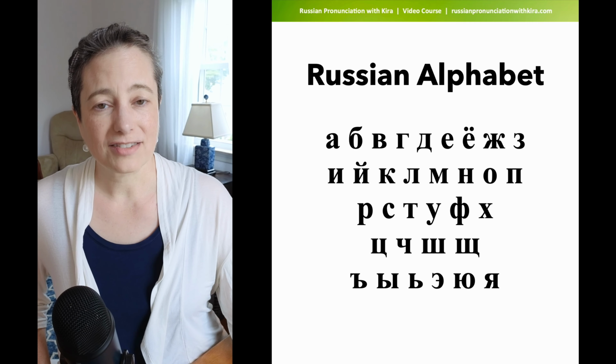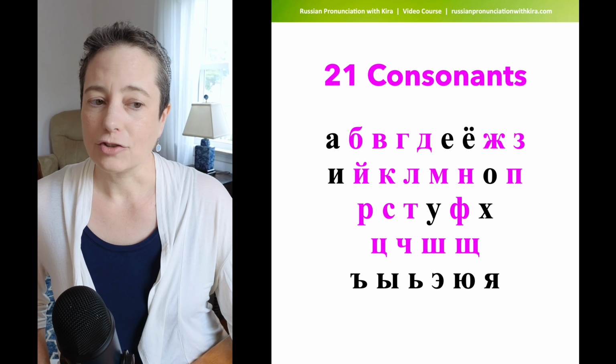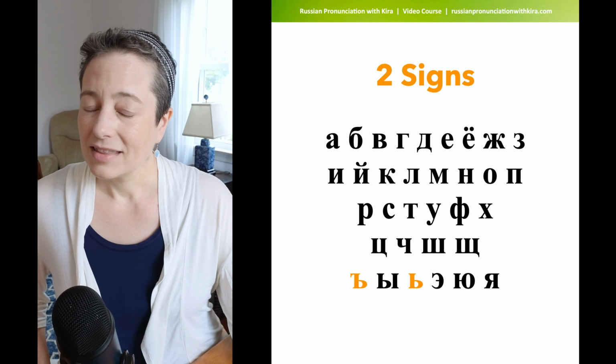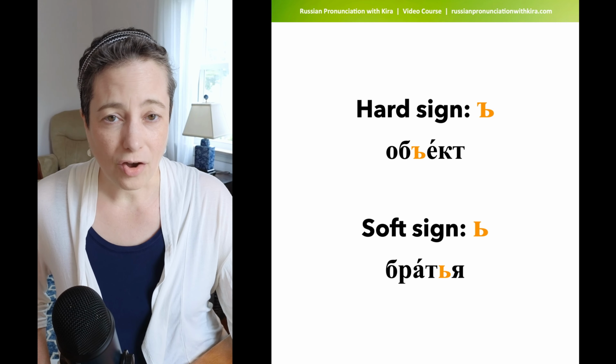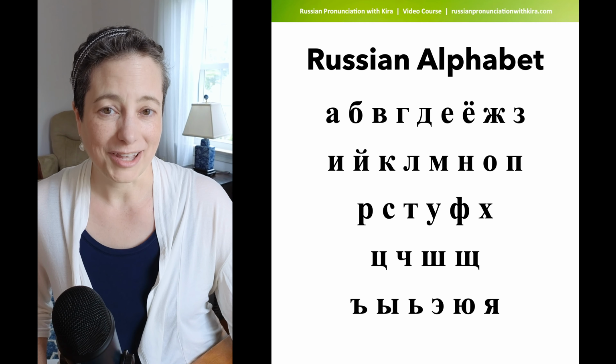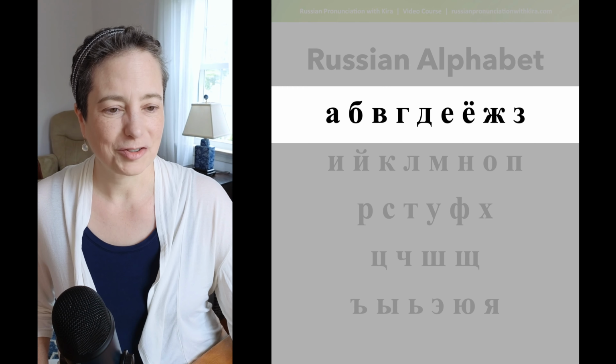The Russian alphabet is called Cyrillic. It consists of 33 letters, including 21 consonants, 10 vowels, and 2 signs. The signs don't represent sounds on their own, but they do tell us information about their neighbors. We'll start with the letter names. This line is easiest to take in threes, so repeat after me.